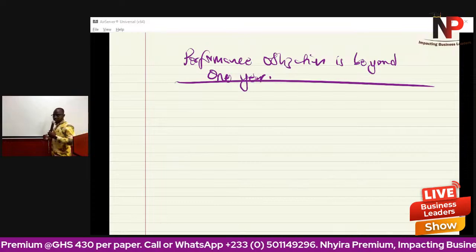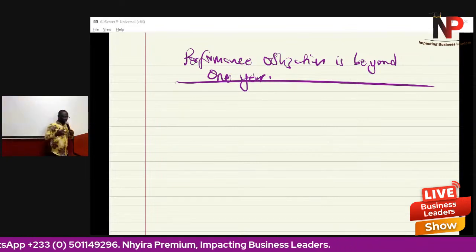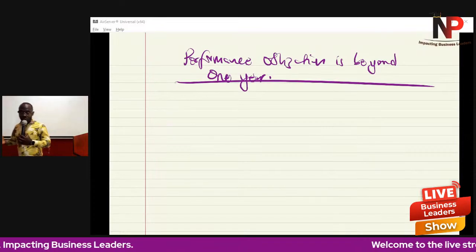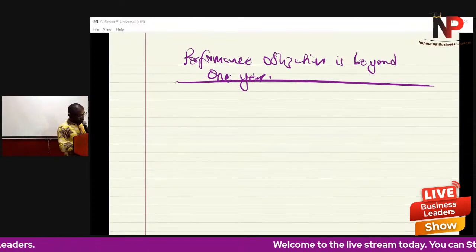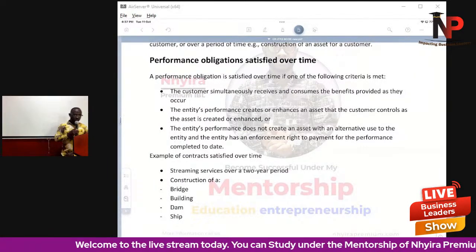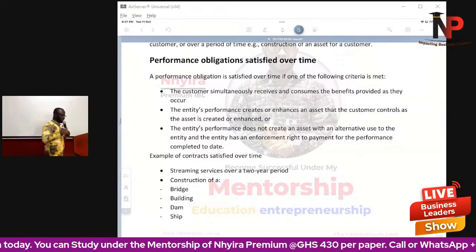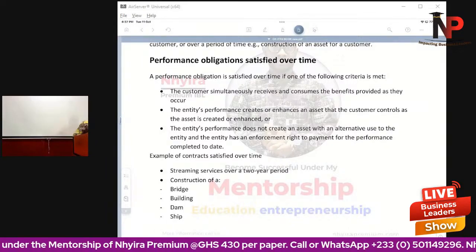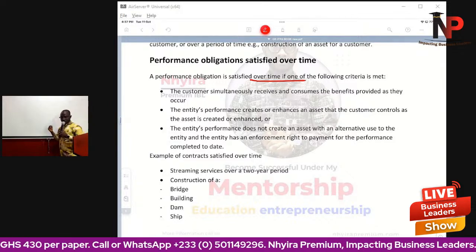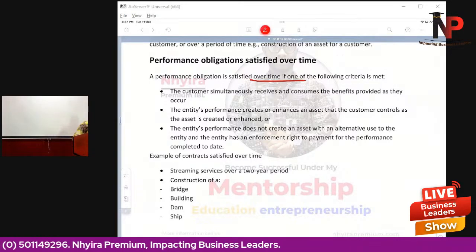Now, in this scenario where the performance obligation goes beyond a year, the question we ask ourselves is, how do we recognize the revenue? So the rules are established in that particular case. We have to look at the criteria for such contracts. It means that a performance obligation is satisfied over a period if one of the following criteria is met.